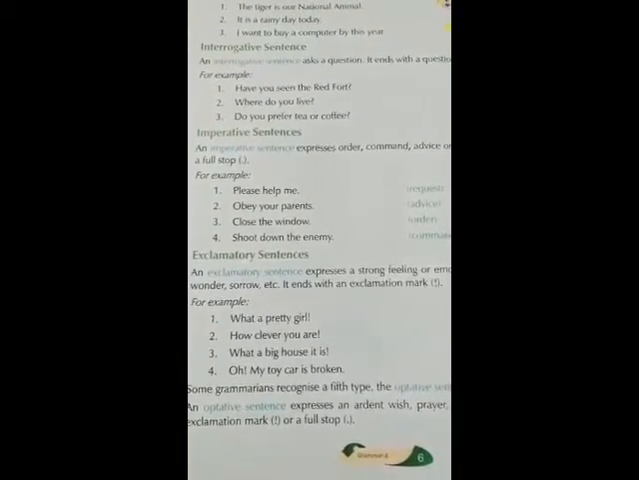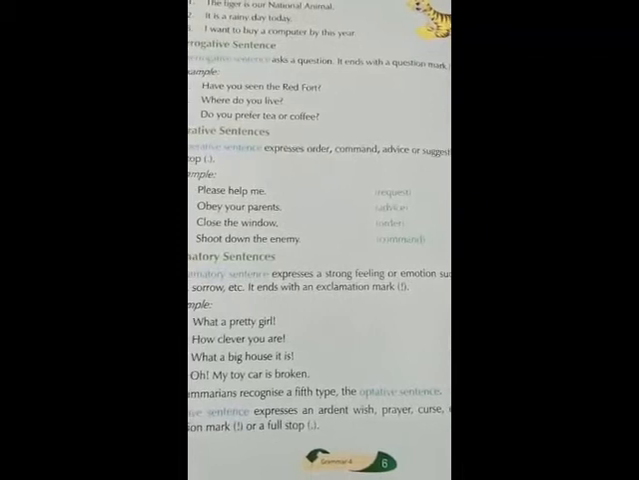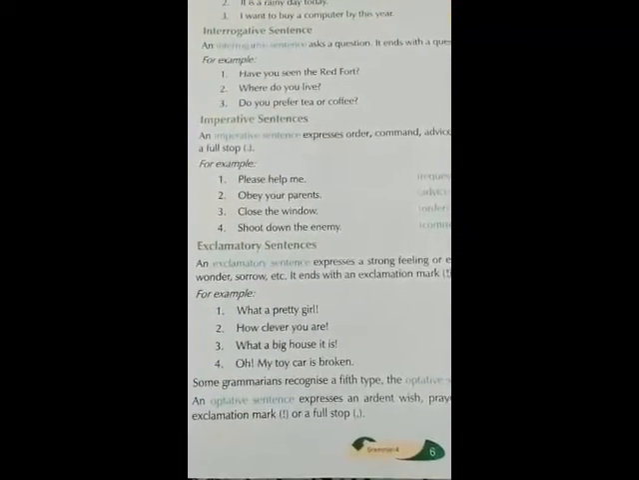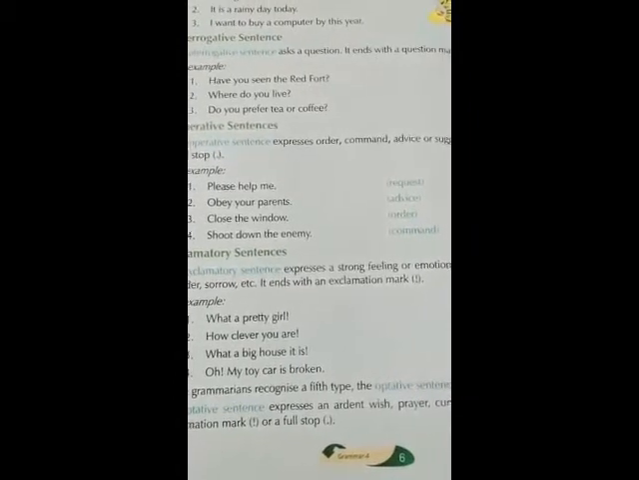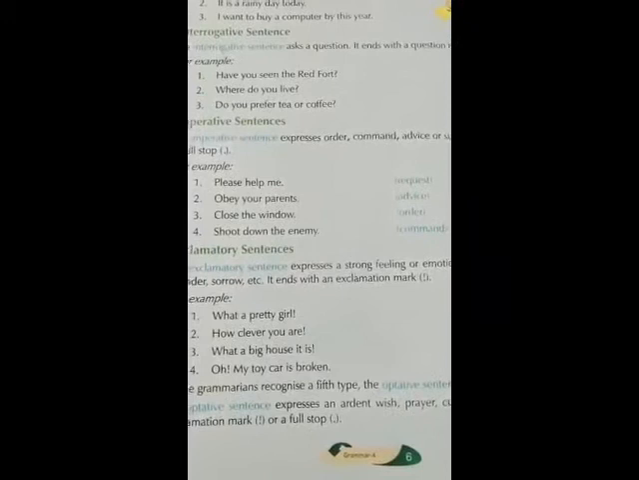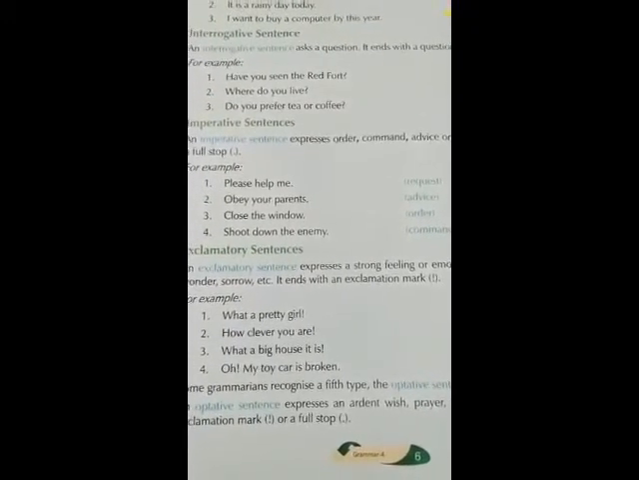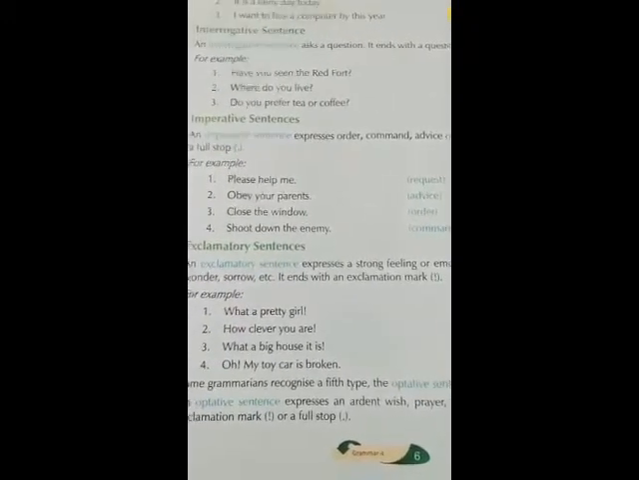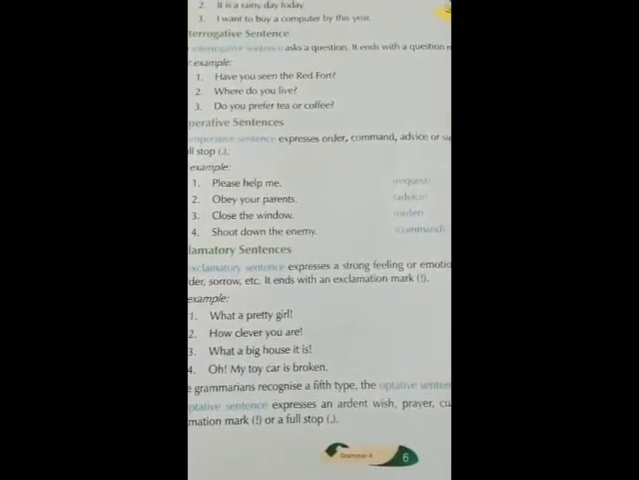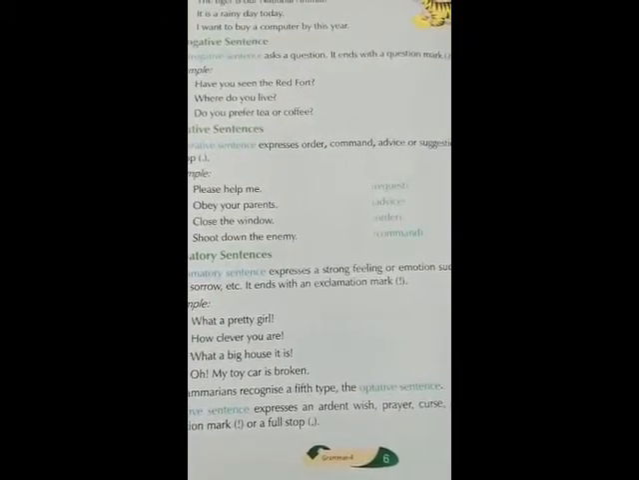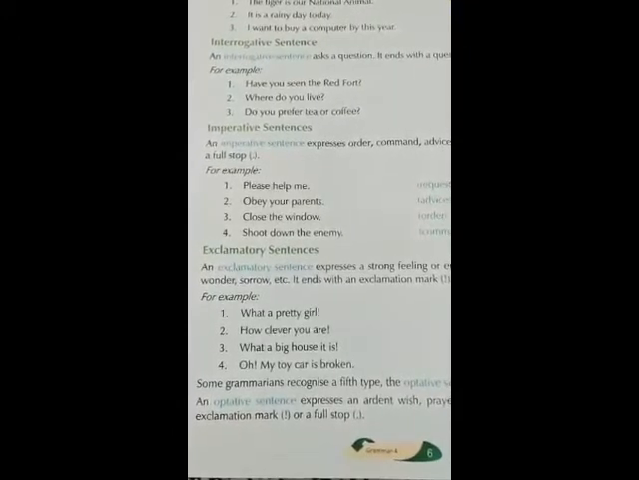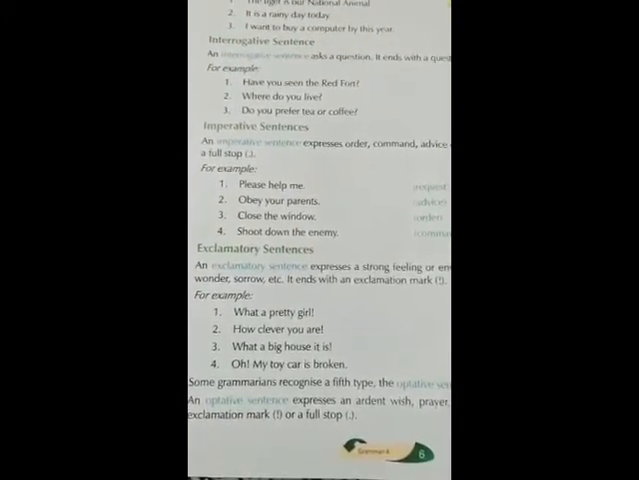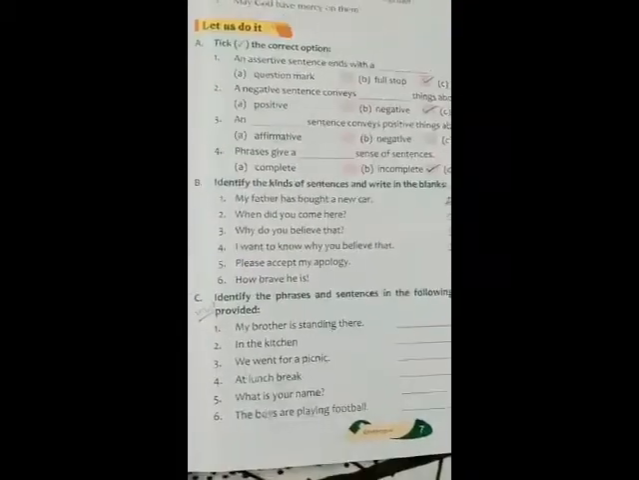Some grammars recognize a fifth type, the optative sentence. What is an optative sentence? An optative sentence expresses an ardent wish, prayer, curse, etc. We use these types of sentences when we wish something or pray for something. We use an exclamation mark or a full stop at the end of these sentences.